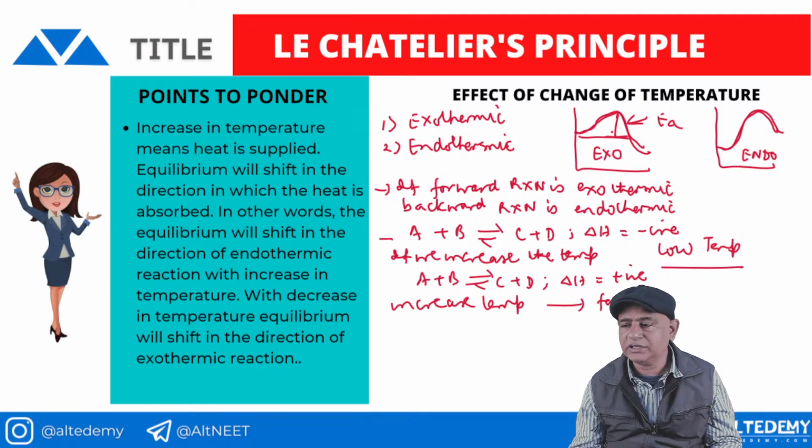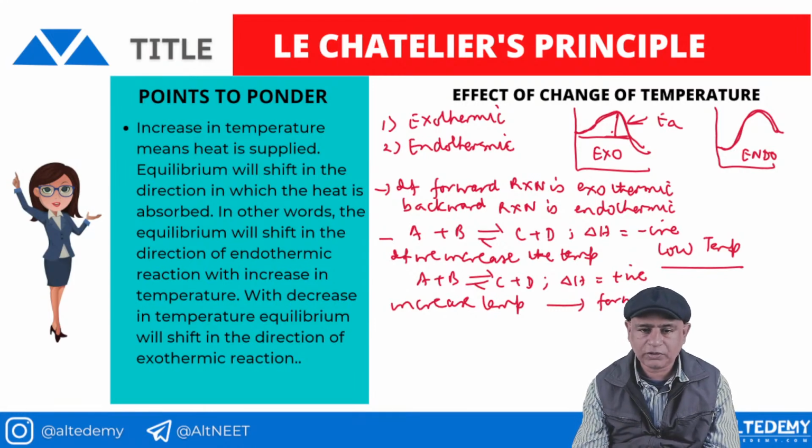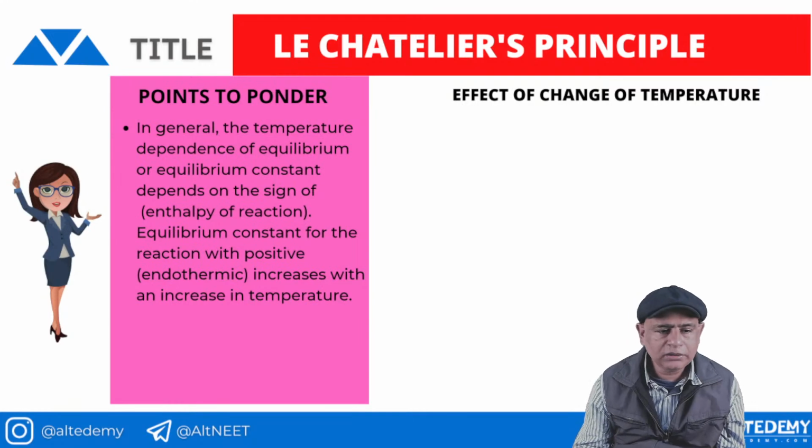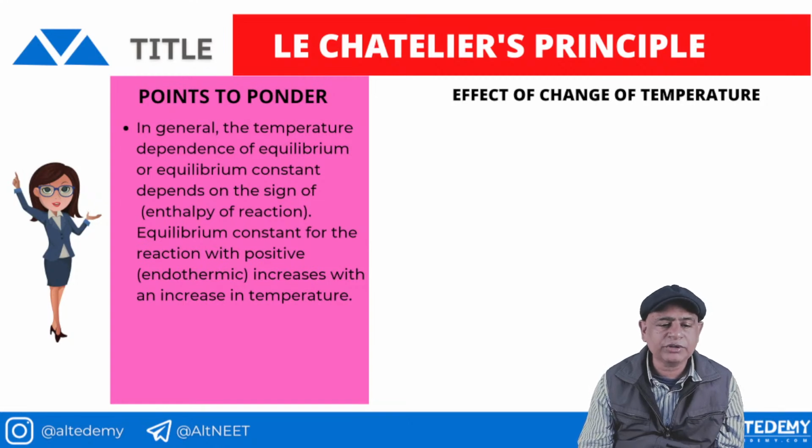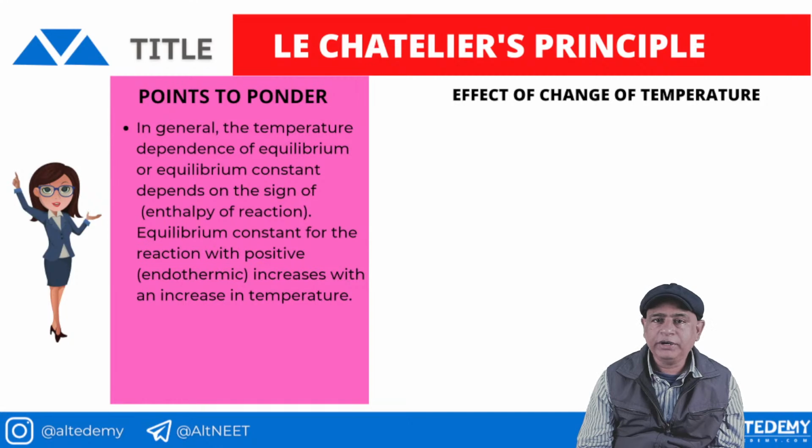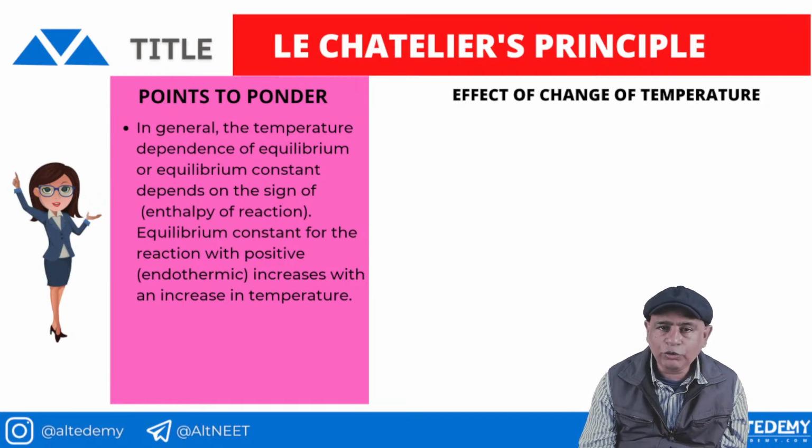So for an endothermic reaction, to make the reaction move in the forward direction, we can increase the temperature, or we can conduct the reaction at higher temperature. In general, the temperature dependence of the equilibrium constant depends on the enthalpy of reaction. Very important point. I have also told you that equilibrium constant changes only with temperature.